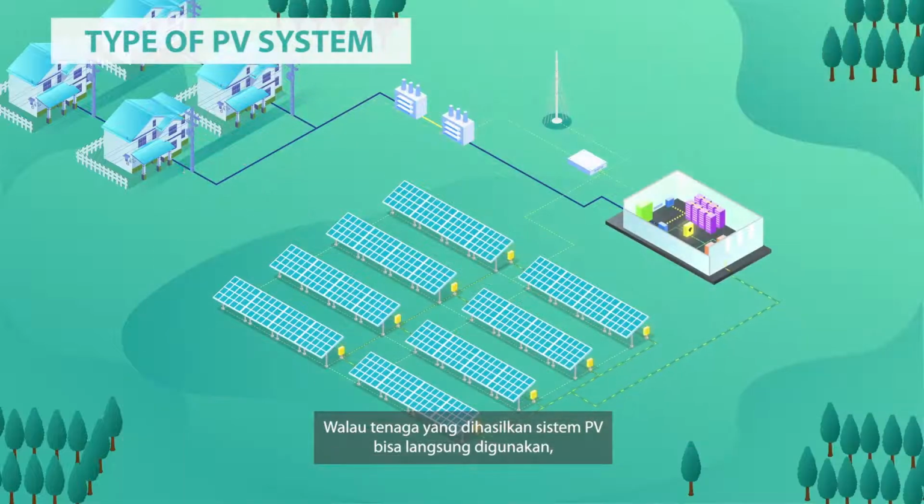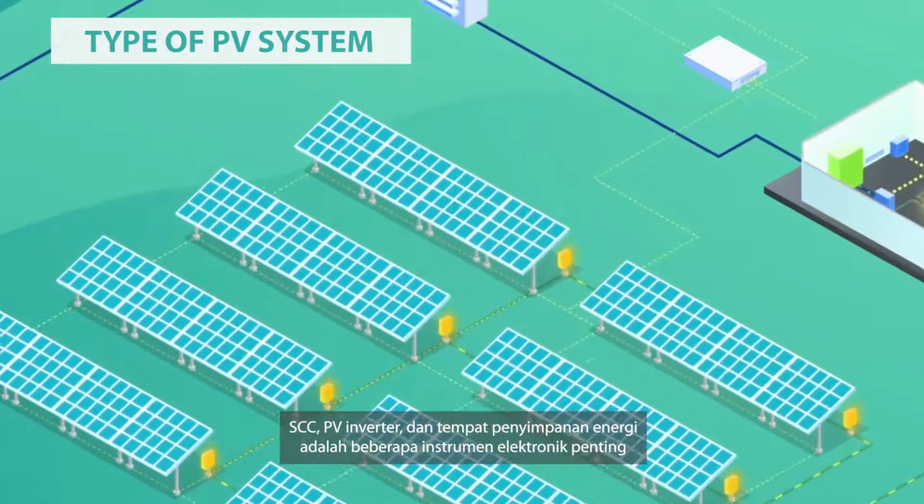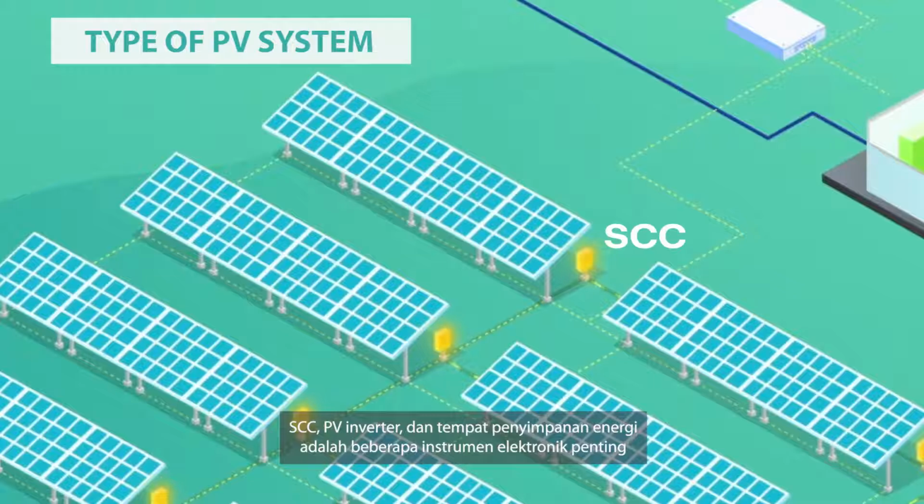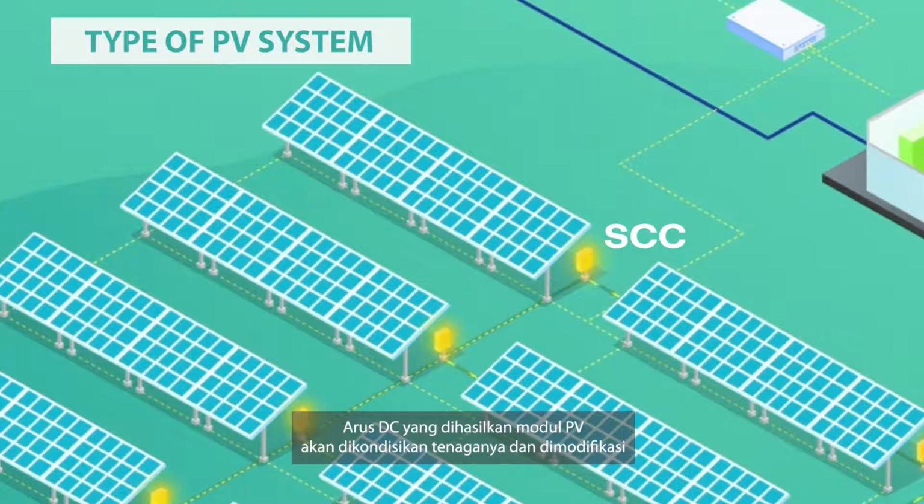While it is possible to directly use the power generated by the PV system, in most cases we will need other power electronic devices to optimize it. SCC, PV and battery inverter, and energy storage are among the most important power electronic devices that accompany PV modules to create a PV system. The DC current generated from PV modules will enter power conditioning units to be modified into a conditioned DC power or converted to AC power, which is generally used by most of us.